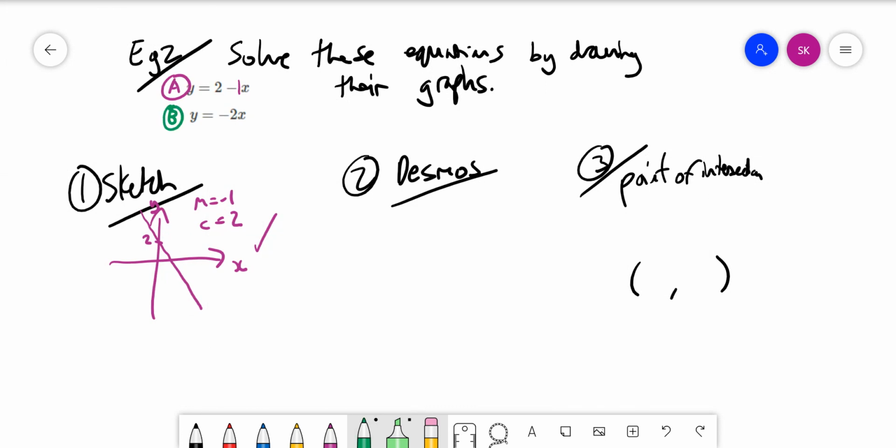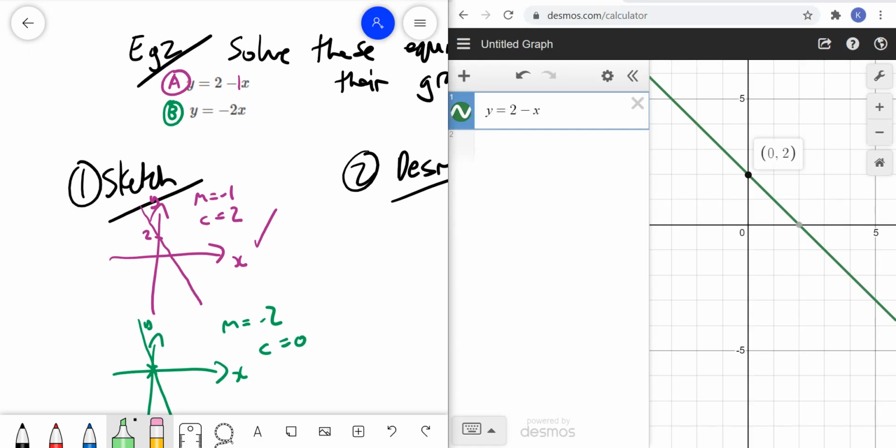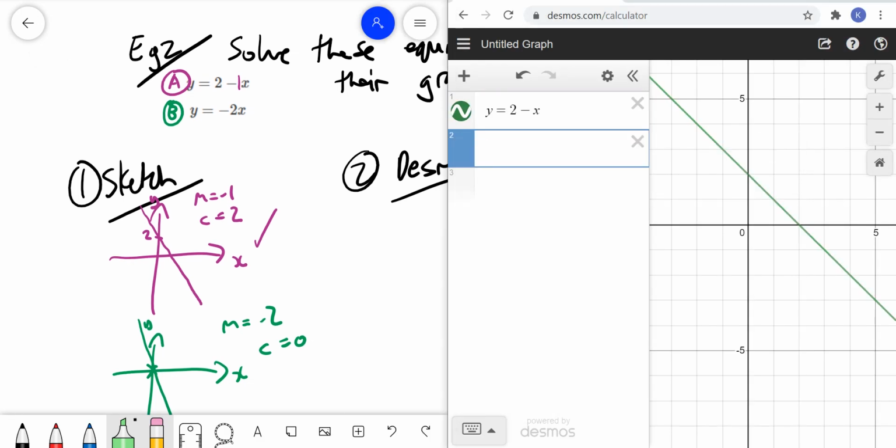So equation B, there is no number on its own, which means that C equals 0. And gradient is the number in front of x, so for the second graph, M is -2, C is 0, which means it's crossing the y-axis where y is 0, and the gradient is negative but even steeper than the last one. This is all just revision of the work we did in the first term. Let's have a look over here. So I'm doing y equals negative 2x, and look, you can see it's going through that point 0, 0, and it's got a negative steeper gradient.